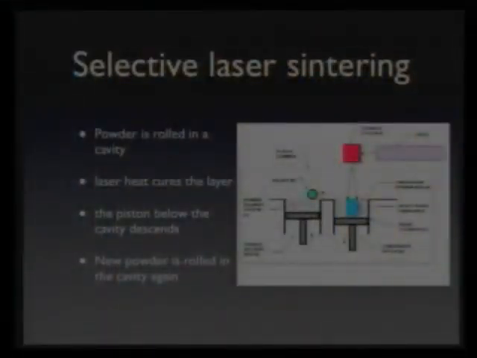Next one is selective laser sintering, which has some advantages because you don't have to stick to the photopolymer. So you can basically use any kind of material you can heat up, and it will liquefy and then stick together. And this is what's happening here.